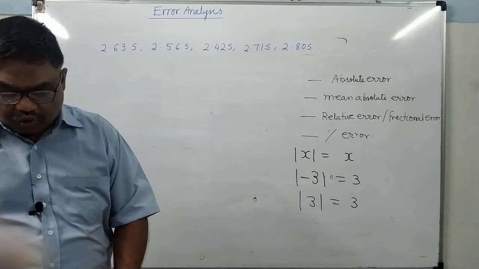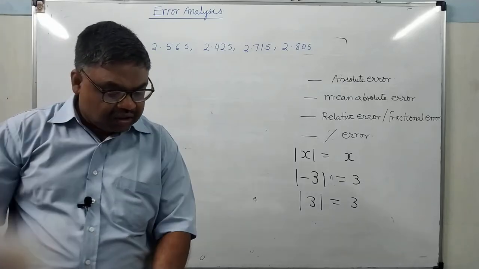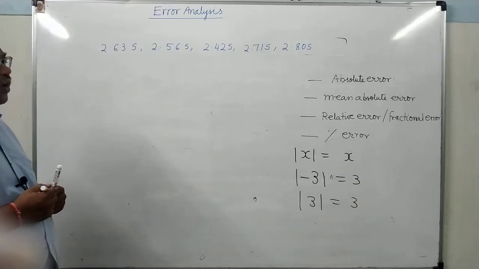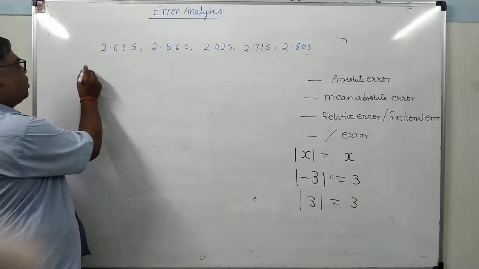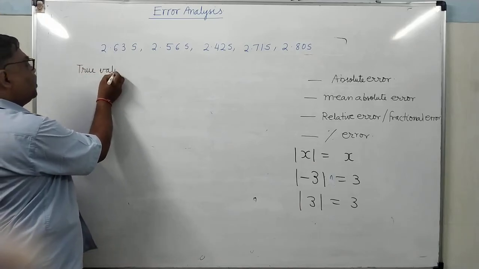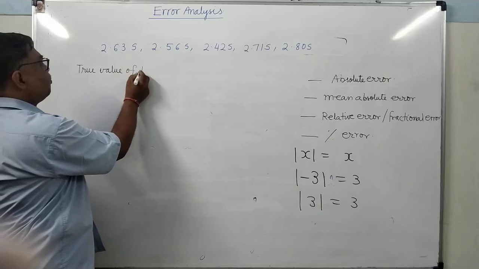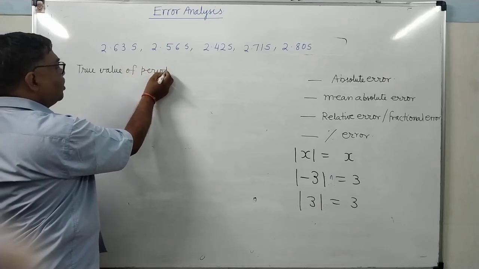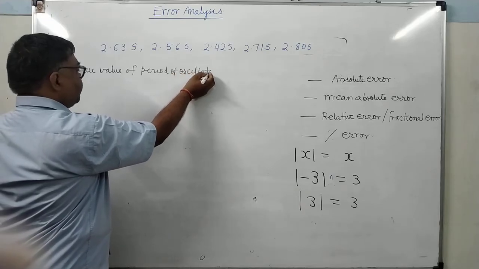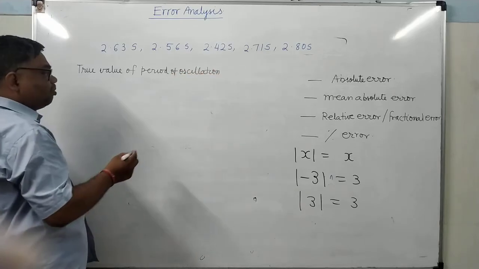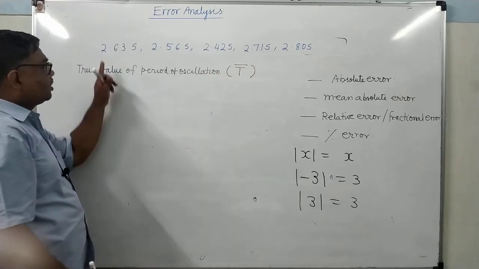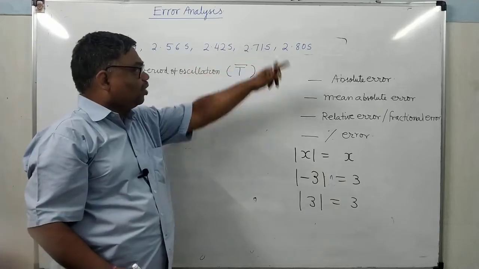These things you have to calculate. So see here, what will be the absolute error? First you find the true value. So what will be the true value? True value of the period of oscillation. As we know, the period of oscillation is denoted by the symbol T. So we will determine T bar. These are T1, T2, T3, T4 and T5.